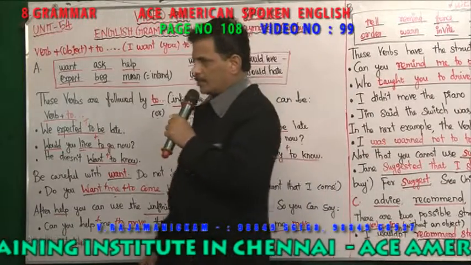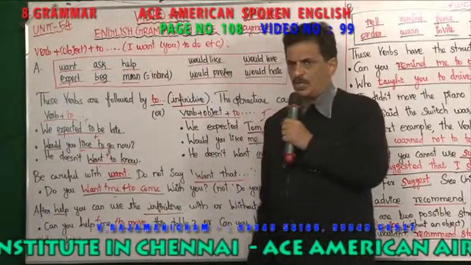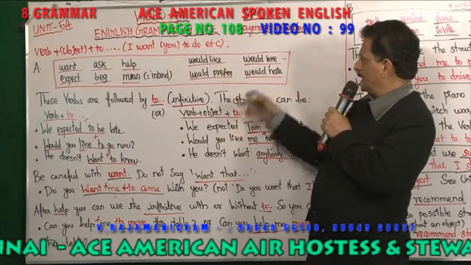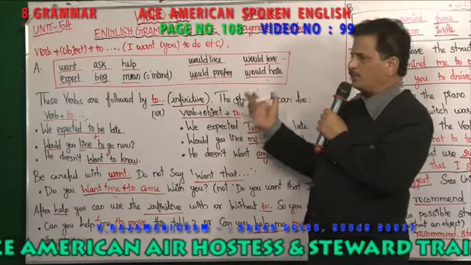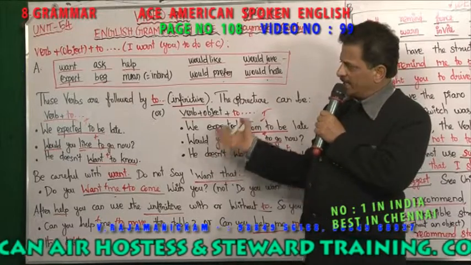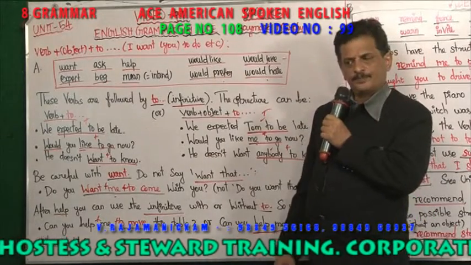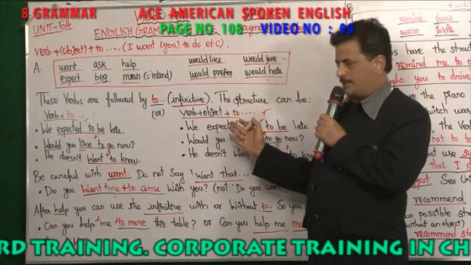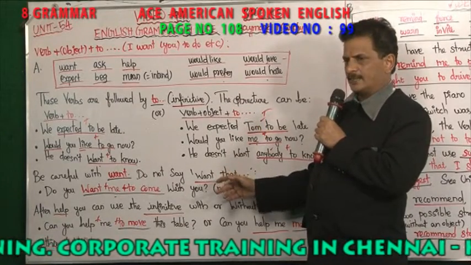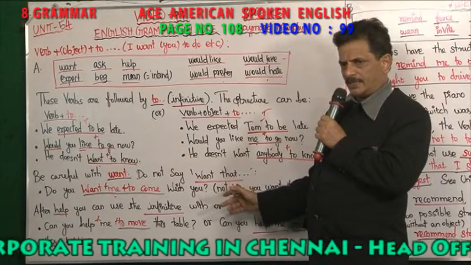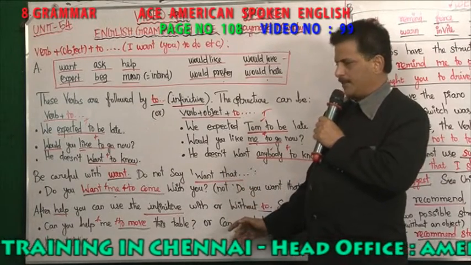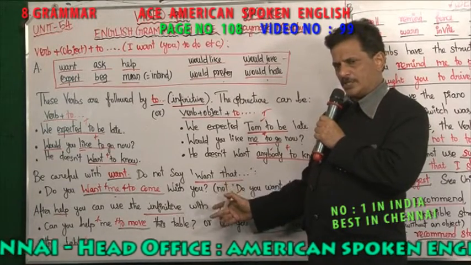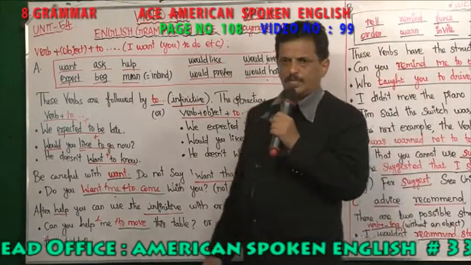You got it, sir. So, my dear friends, all these verbs, want, ask, help, expect, beg, mean, would like, would prefer, would love, would hate, take an object or don't take an object. And it may take "to" plus a present tense verb. Here, "want" takes an object, but it doesn't take "that". Here, with "help", you're using either "to" plus a present tense verb, or without "to" you're using help.